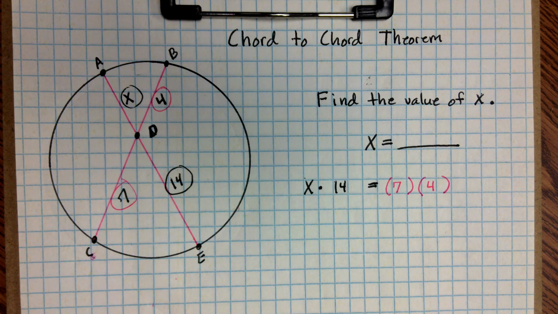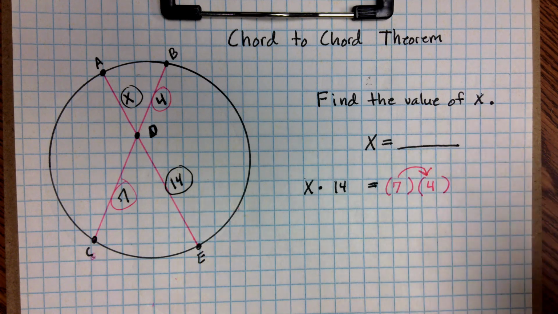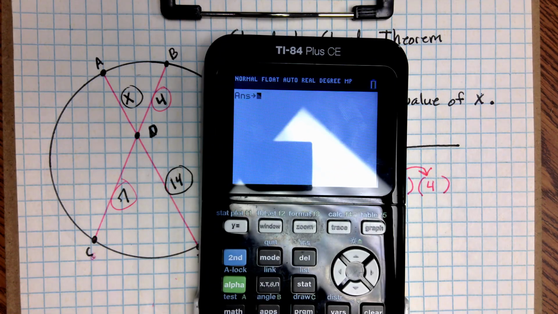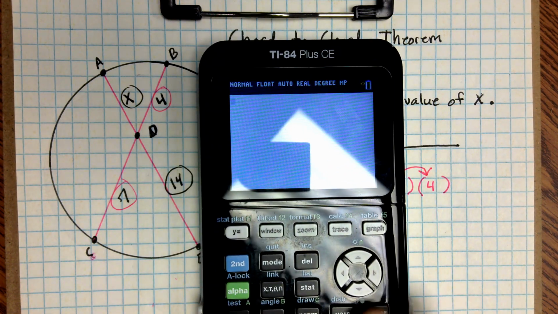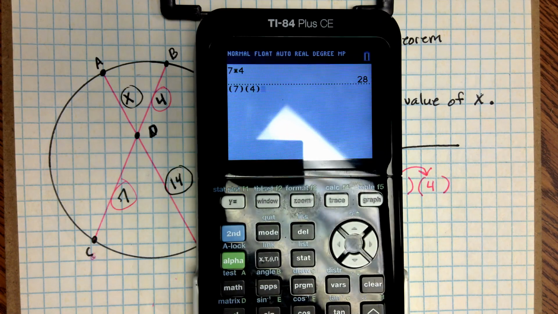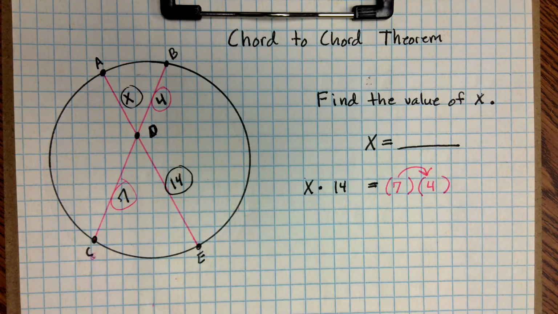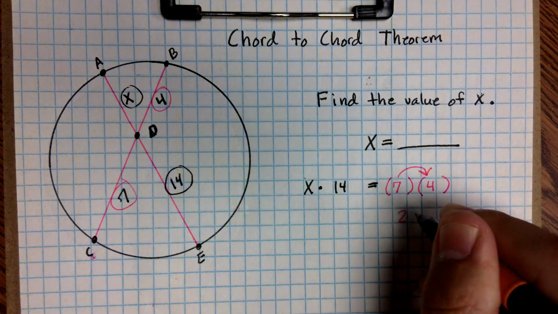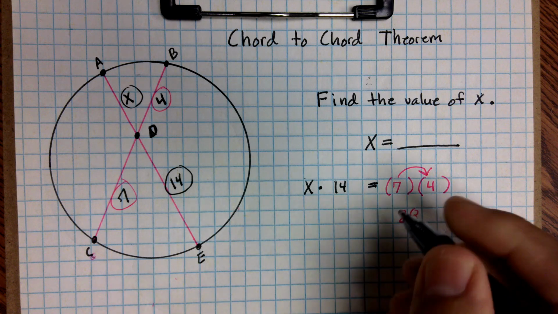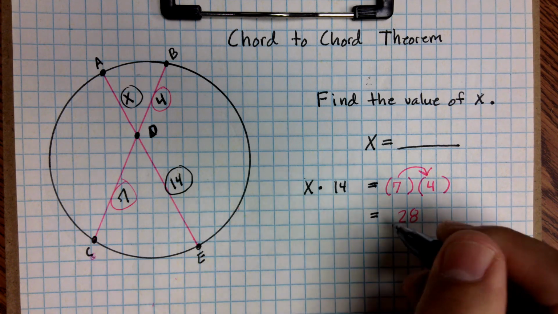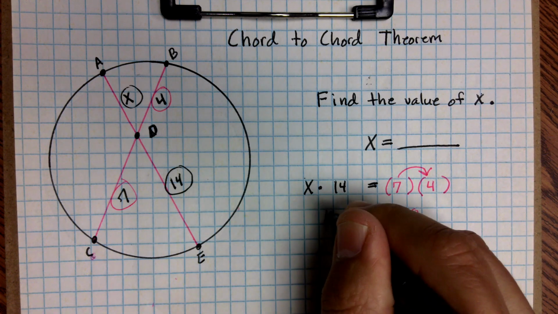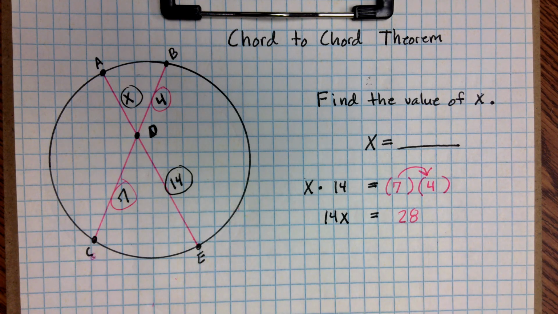But what I'm going to do now is multiply it out. So I'm going to do 7 times 4. Let me get my calculator. You can either do 7 times 4, or you could do parentheses 7, parentheses 4. I just want to remind you, anytime you use parentheses, it's just multiplication, right? You get the same answer, and it's going to be 28. So this becomes 28 on the right side. And over here, x times 14 is just going to give me 14x.